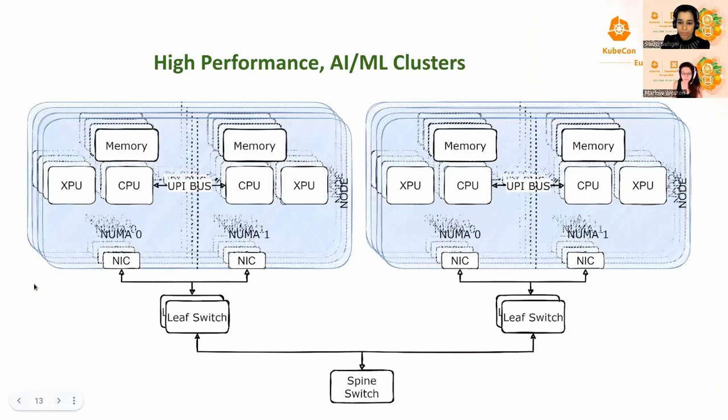So here's at a very, very high level, a high performance AIML cluster. You can tell it's AIML because it has the XPUs, but you can also use these for high performance compute. You no longer have a single socket. You now have memory on both sides, you have XPUs on both sides, you have dual NICs, you have leaf switches, you have spine switches. You care about the location of your pods now. So you want them generally on the same leaf switch, and you care about whether or not your cores are pinned more specifically.